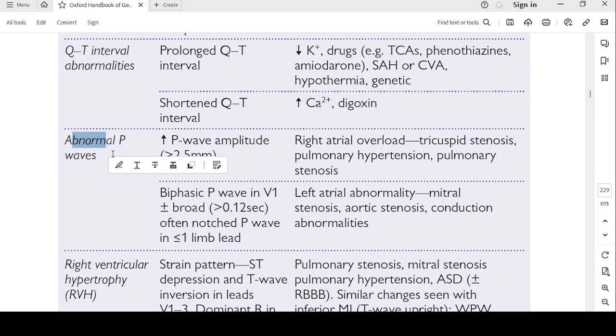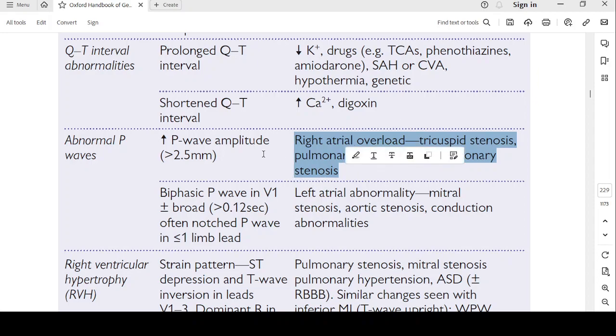So P waves, normal P wave amplitude is 2.5 millimeters. If it is abnormal, there's an increase in amplitude, that is tall peaked P waves. This is found in right atrial overload conditions like tricuspid stenosis, pulmonary hypertension or pulmonary stenosis. So this is related to the right side of the circulation.